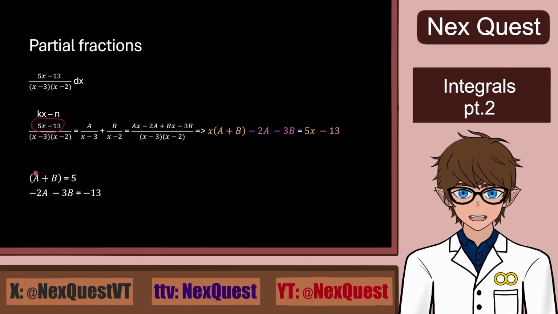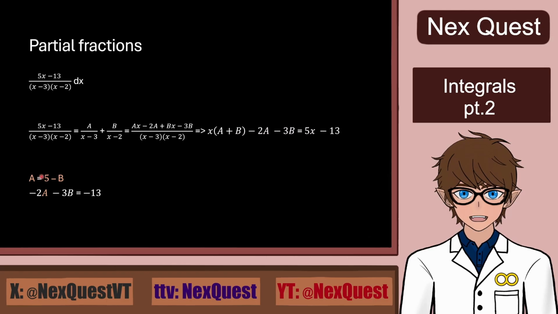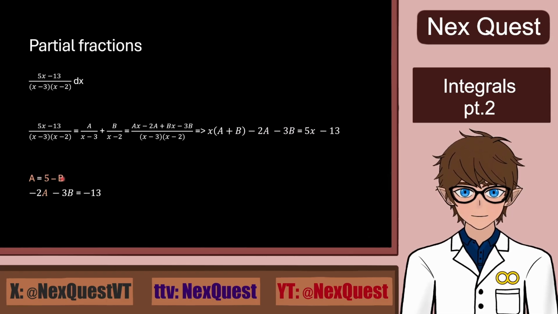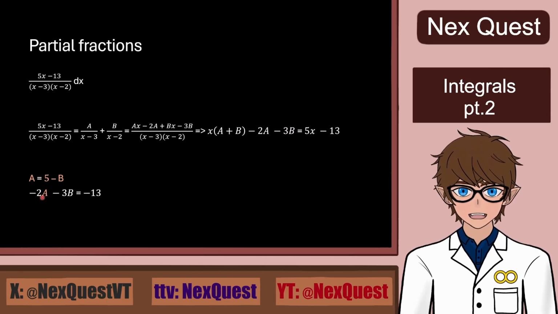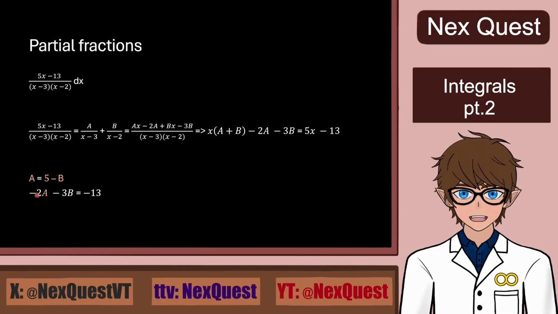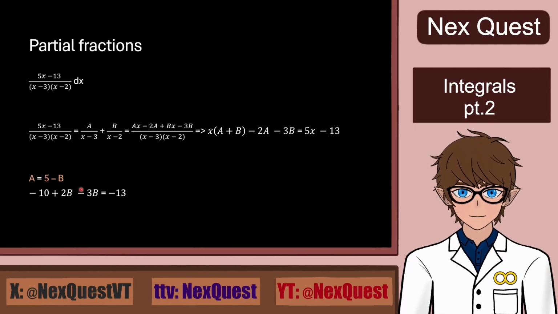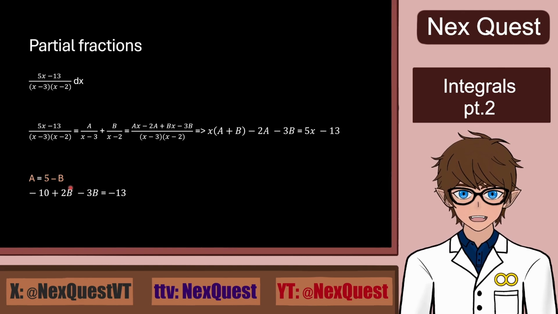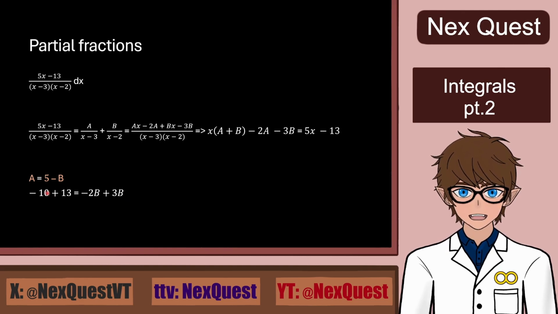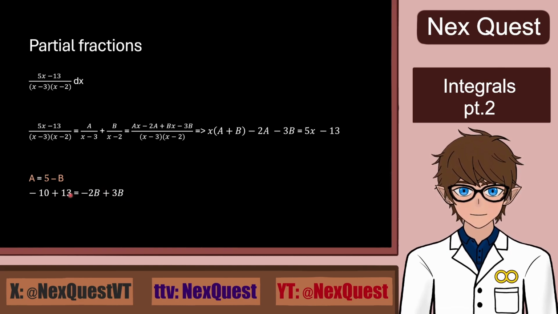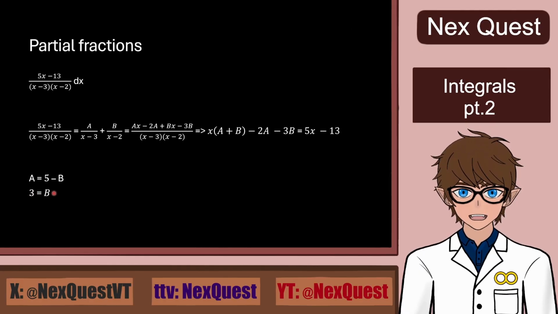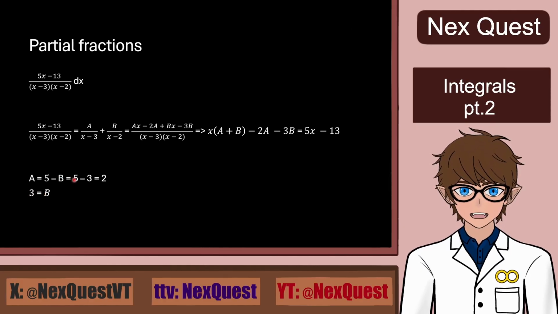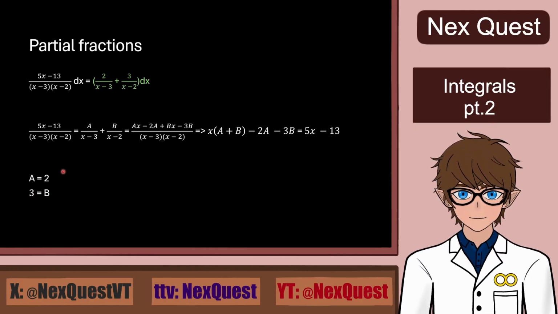So first I'm going to get a out, so subtract b on both sides. We get a equals 5 minus b. Then I'm going to insert this in here, and minus 2 times 5 is minus 10. Minus 2 times minus b is plus 2b. We get this. Then we move all b's on one side and all the numbers on the other. We get something like this. Add them together, we get that 3 equals b. We insert the b back, get 5 minus 3 is 2. So our a value is 2, our b value is 3.